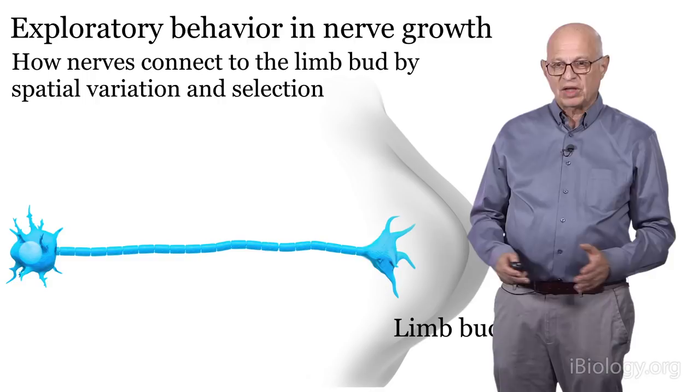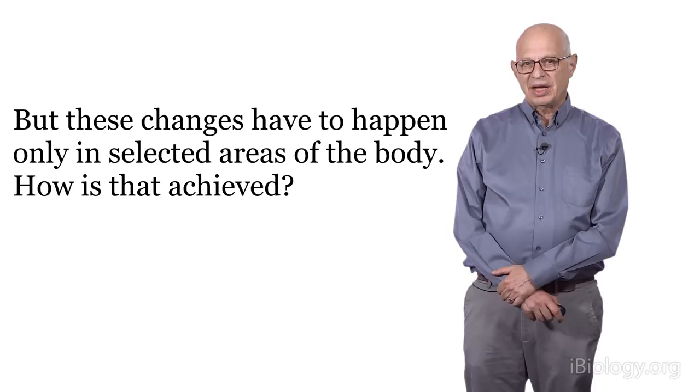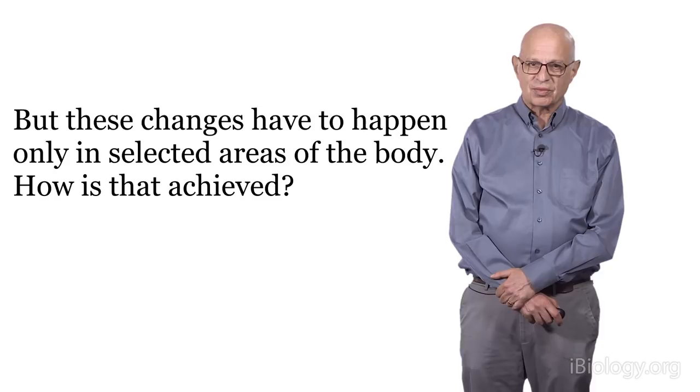They're not attracted to flypaper, they just get stuck there. So that's the same principle at work. So the next question I want to ask is, how can these changes be limited to certain sections of the body? How is that achieved?